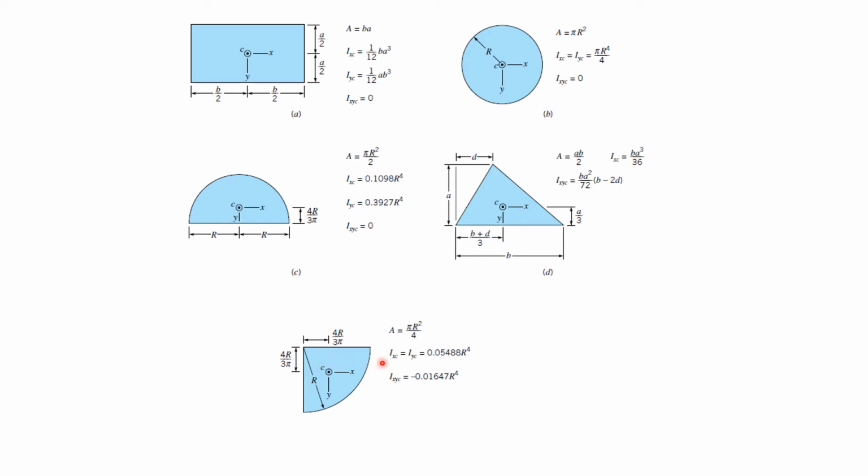And if you want to calculate the second moment of area, it is equal to 1 by 12 b a cube for a rectangle. Similarly, you can calculate for other shapes.